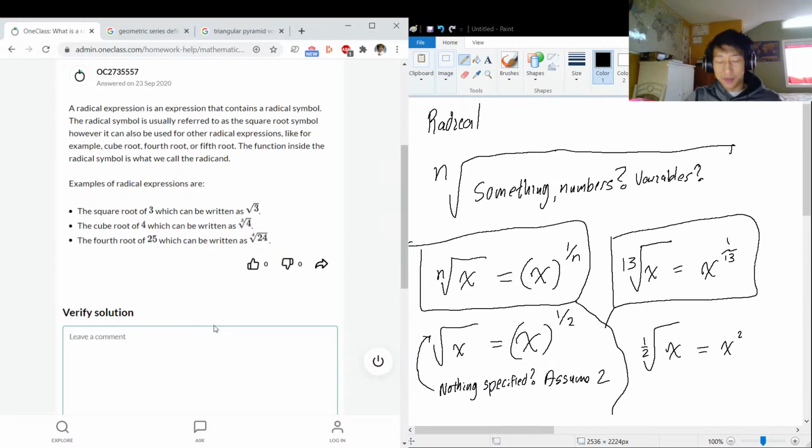Okay, the above solution, something's up with that. The above solution has the fourth root of 25, and then shows the fourth root of 24.